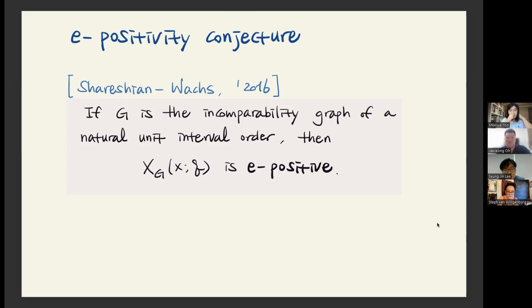So in that sense, this is an important problem, and that's why we consider the incomparability graph of the natural unit interval order. But I'm not going to consider the e-expansion of the chromatic quasisymmetric function, but I'm going to consider the Hall-Littlewood expansion of X_G instead. But this explains why we only consider those graphs. So that's it for the chromatic quasisymmetric function part.